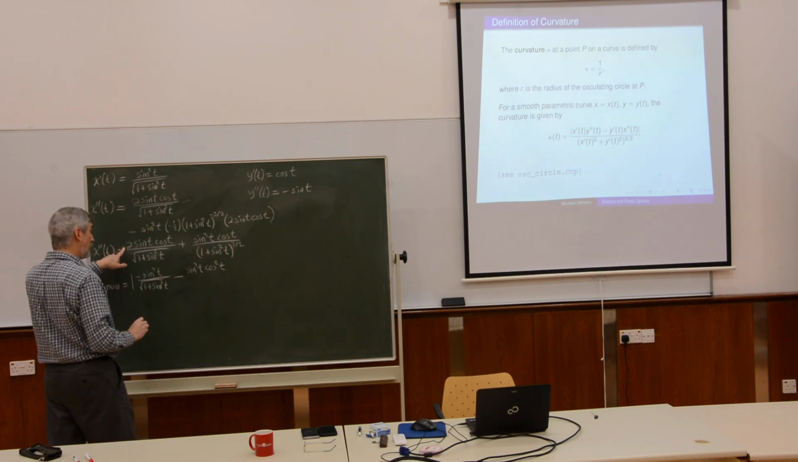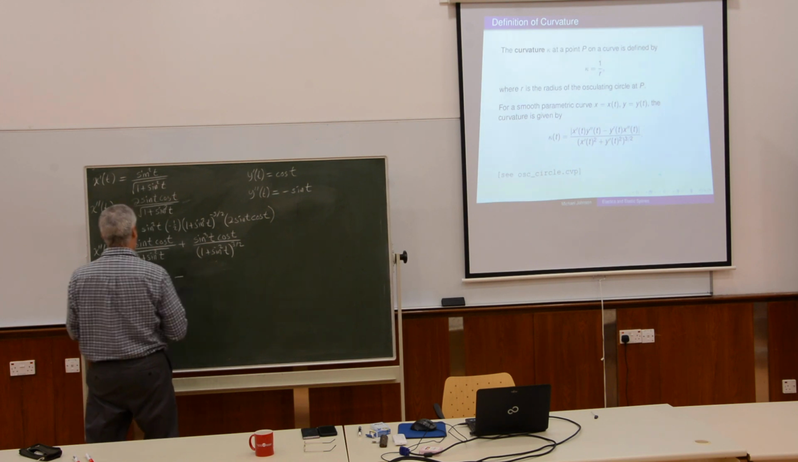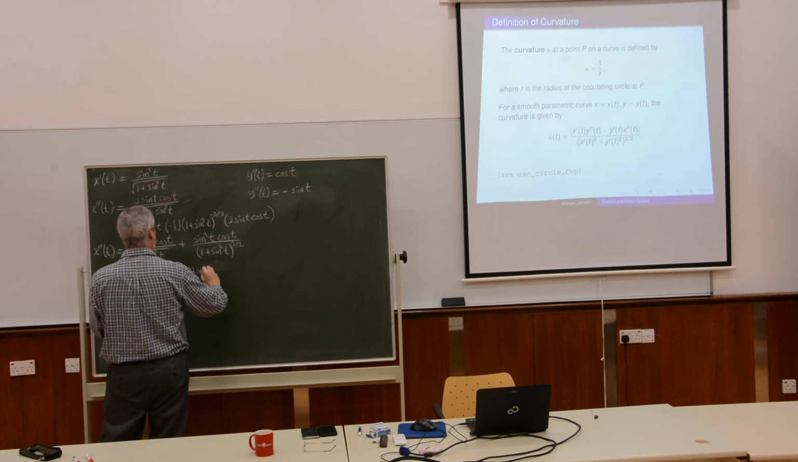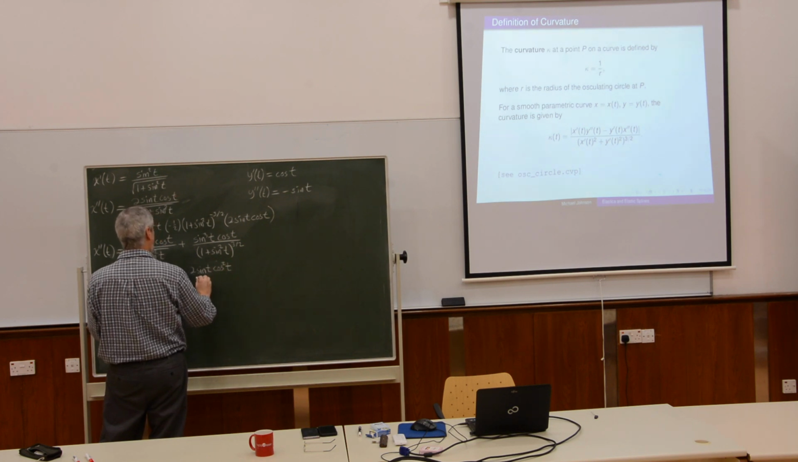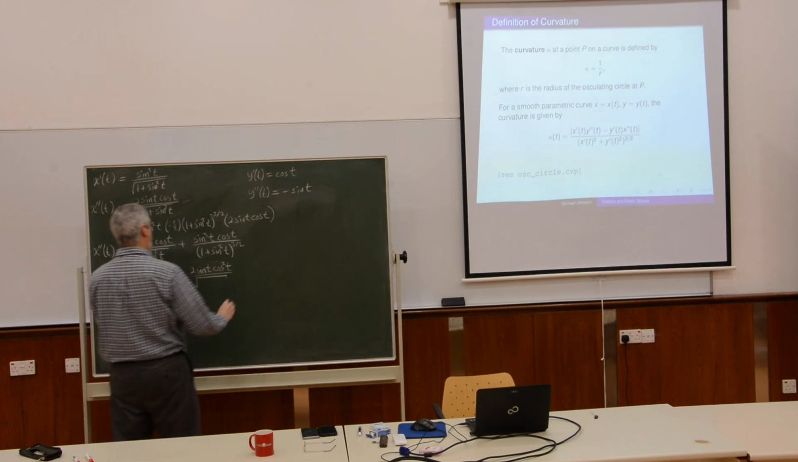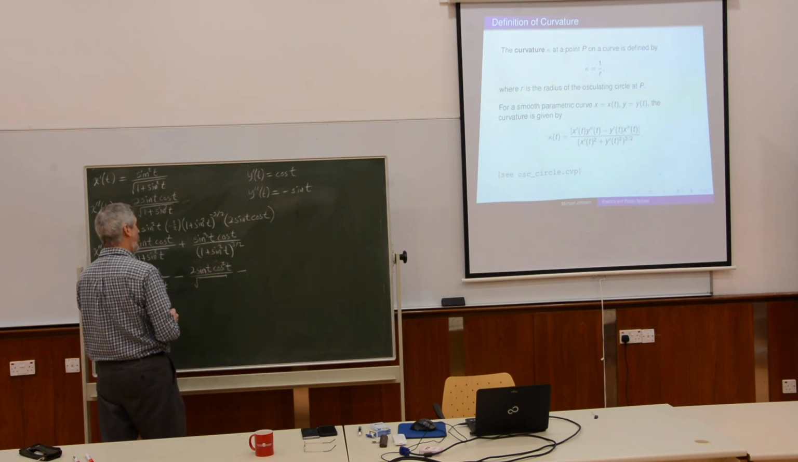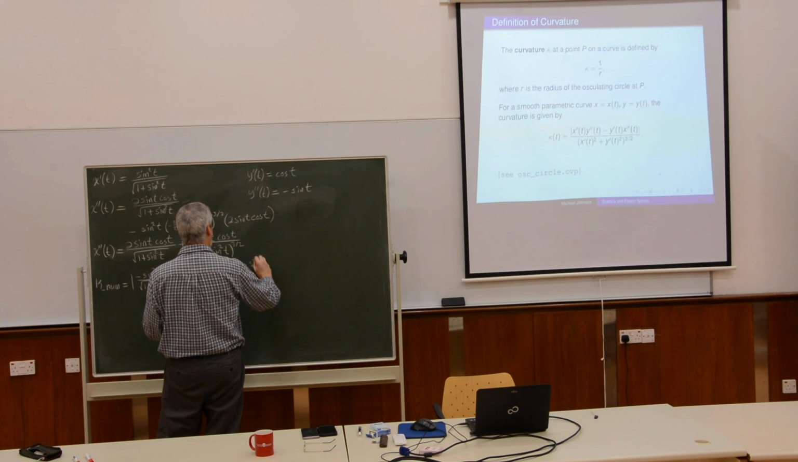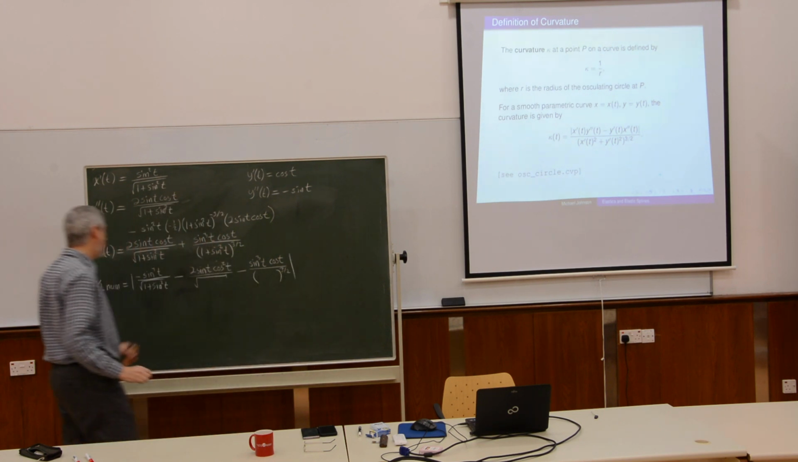Oh, sorry, I have to get this one first, though, right? Yeah. 2 sine t squared t. Okay. And then minus this thing as well. So sine cubed t cosine t over this guy to the 3/2. So that's the numerator.